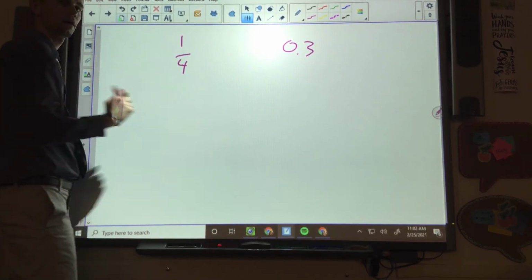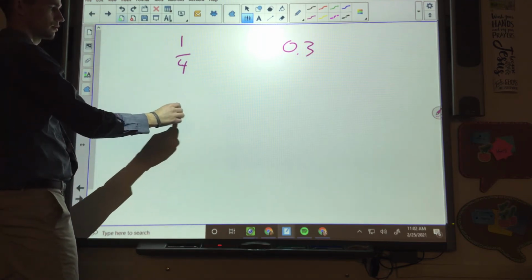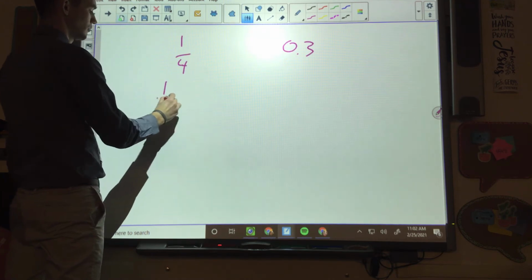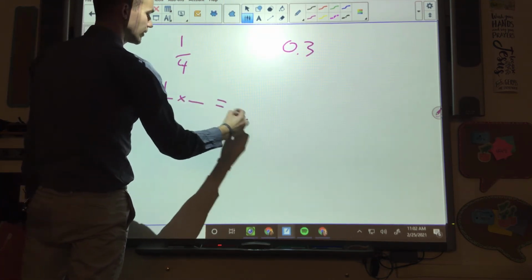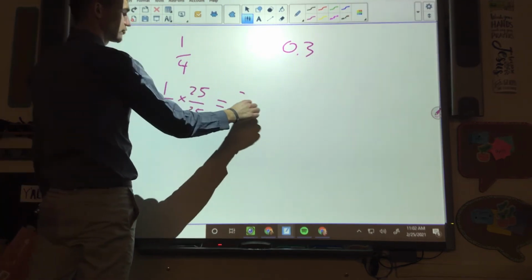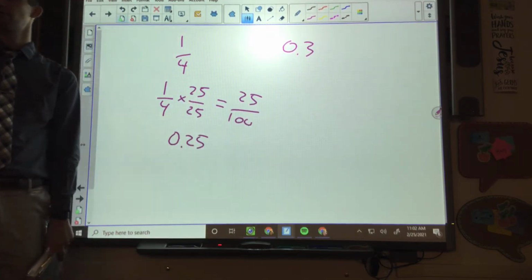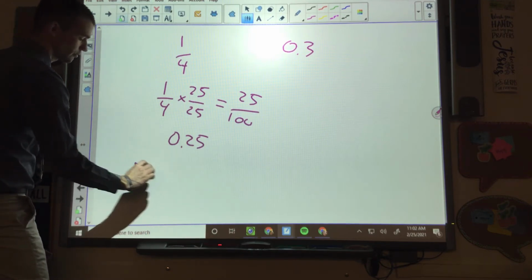Never mind. How do I turn 1/4 into a decimal? You see what 1/4 can go into that. So I can do this and see I can get 100 on the bottom. Multiply by 25 over 25. I know it's 25 over 100. I get 0.25. Or a little bit simpler way, 1 divided by 4.